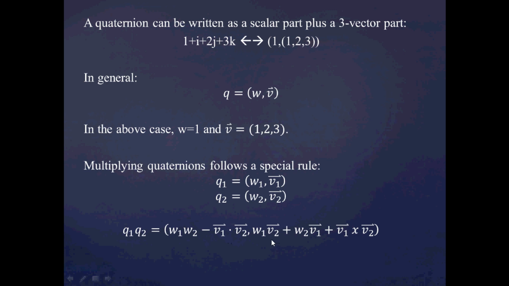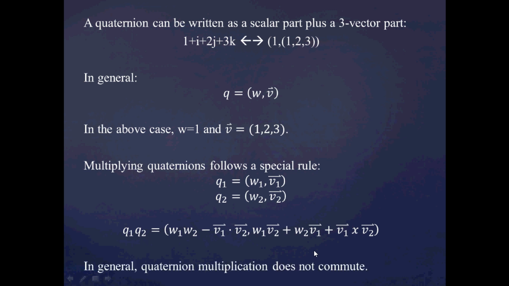And the new vector part is going to be given by W1 times V2 plus W2 times V1 plus the cross product between V1 and V2 in that order. Because remember, the cross product, you can't commute them. It's V1 cross V2 if I'm multiplying Q1, Q2. So this is the rule we're going to need to know in this video.